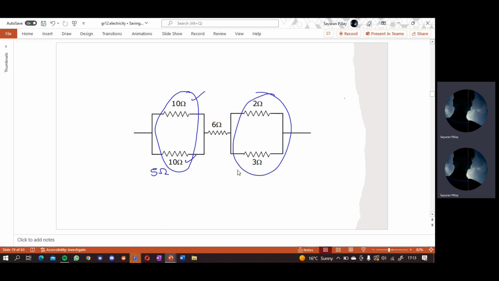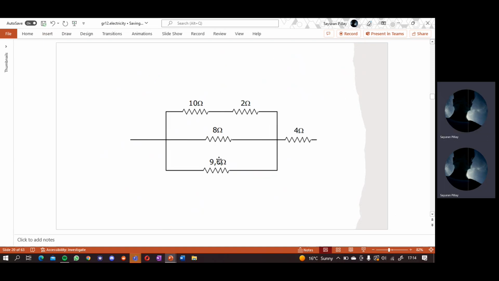Okay, you should be doing this with me. You can pause also and get the answer and check if it's correct, because these are recorded. Now for this branch, it's going to be 2 inverse plus 3 inverse. Get an answer, then you invert that final answer, and you get 1.2 ohms. So then RT here, the total resistance, or you can say RQ, whatever you prefer, is going to be the sum of everything. So 5 plus 6 plus 1.2, that's 12.2 ohms.